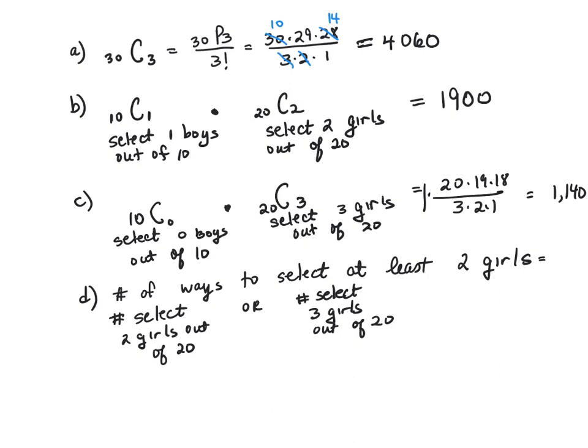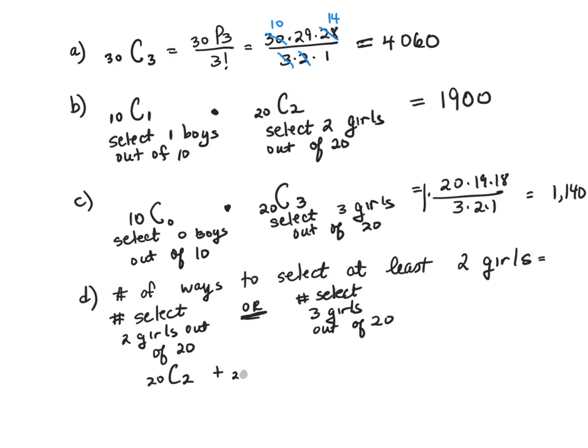So we have to look at these individually, but we add these two, right? A team of at least 2 girls can consist of exactly 2 girls, which is in part B, or exactly 3 girls, which is in part C. And since these events do not overlap, we add the solutions because we have that magical word or. So this is 20C2 plus 20C3.